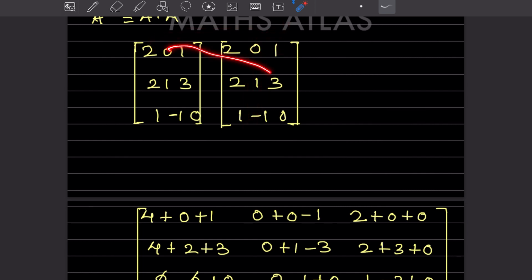2, 0, 0, 2, then 3, 0, then here 1, minus 3, and this is 0.